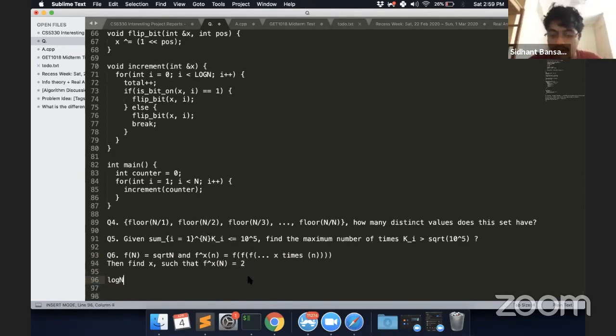Maybe the answer is log n. Maybe the answer is square root n. That is, when x is equal to log n and you keep on applying it, then you reach 2. That's the question basically. I don't know which of them is the answer. Actually, I do know, but I don't want to tell that. But you can consider these as different options.